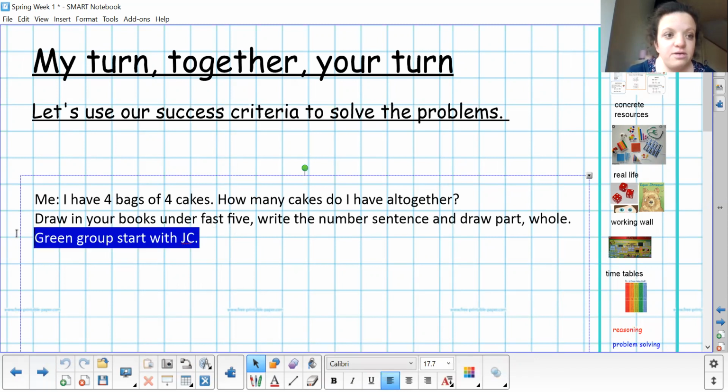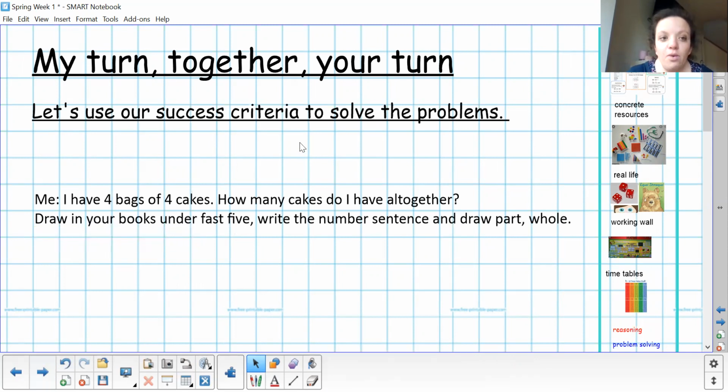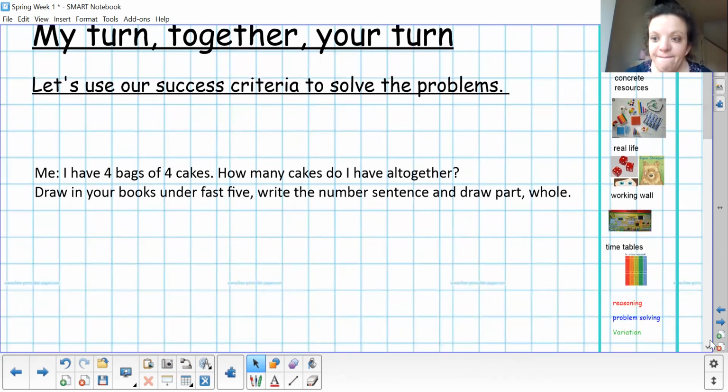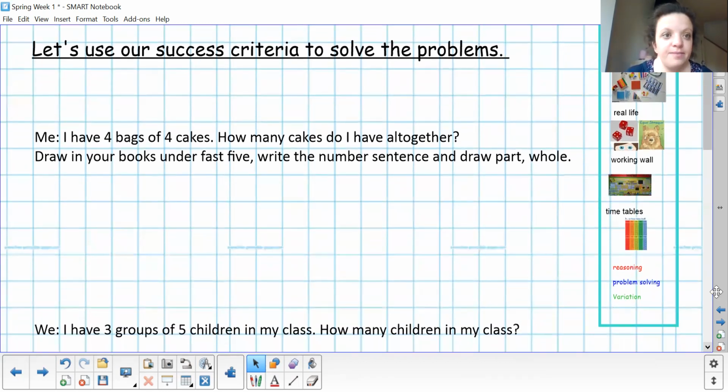So it's my turn to do one, so we're going to do it together. I have 4 bags of 4 cakes. How many cakes do I have altogether? Draw it in your books or on your paper under your Fast 5, write the number sentence and draw the part whole. Pause me now. Well done, fantastic.